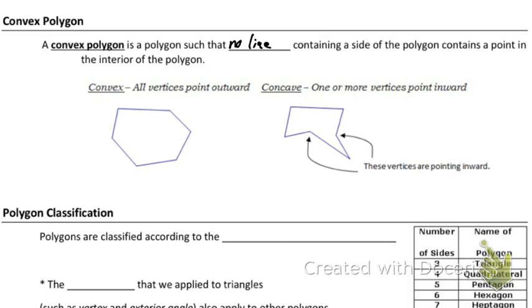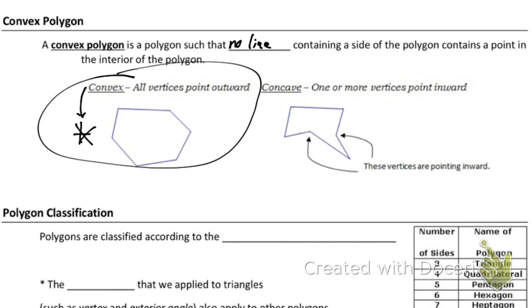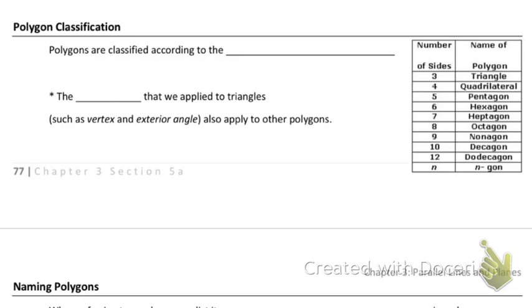Everything we're talking about in this class is going to deal with convex. So this is your major one. When I talk about a polygon, I am specifically meaning convex. So if I say polygon, you're going to automatically picture convex, unless I specifically draw one that looks like that. All right, so convex, that's really the one I want you to focus on. Those are the pictures we're going to do. All right, polygon classifications. Polygons are classified according to the number of sides.